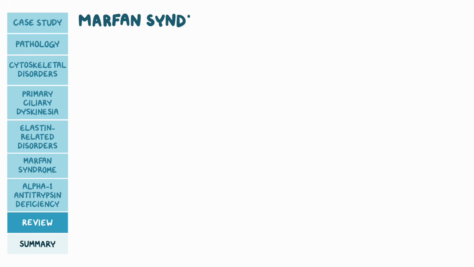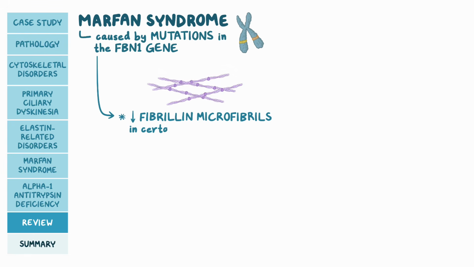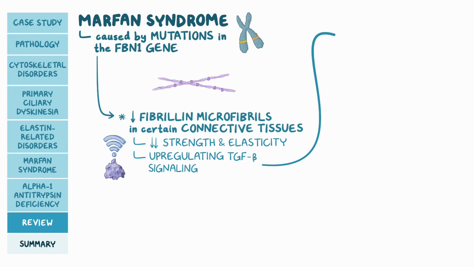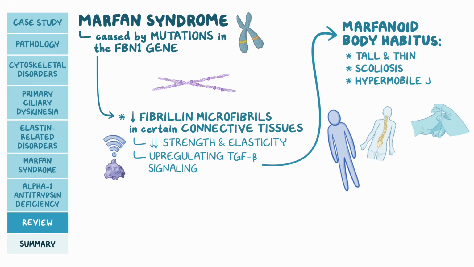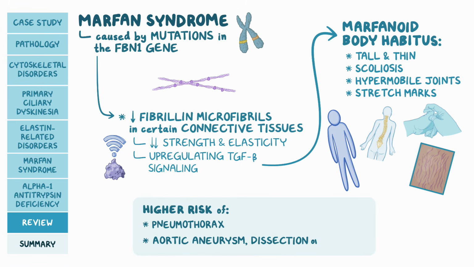Next is Marfan syndrome, which is caused by mutations in the FBN1 gene. This leads to fewer fibrillin microfibrils in certain connective tissues, compromising their strength and elasticity, and upregulating TGF-beta signaling. The end result is an individual presenting with a marfanoid body habitus, so tall and thin, as well as scoliosis, hypermobile joints, and stretch marks. Individuals with Marfan syndrome are at higher risk of pneumothorax and aortic aneurysm, dissection, or rupture.